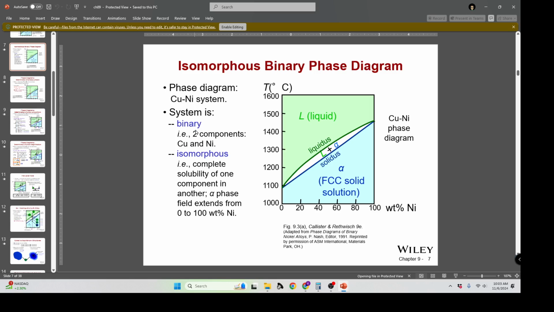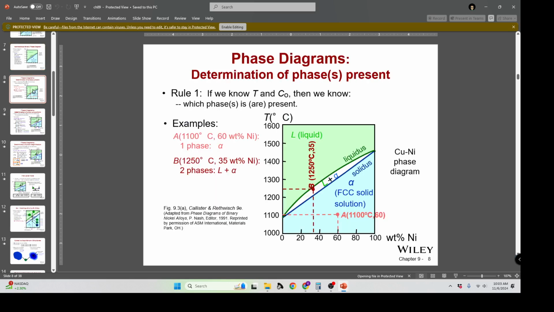Copper nickel system, binary meaning two component, isomorphous meaning completely soluble of one component in another, rather than polymorphous, which is most alloys. There's certain amounts that are different in terms of solubility, but copper nickel happens to work together really well. So it gives us an ideal case to study the principles. So at a set of conditions, you are given coordinates, and you need to be able to determine what the phases are on a phase diagram.